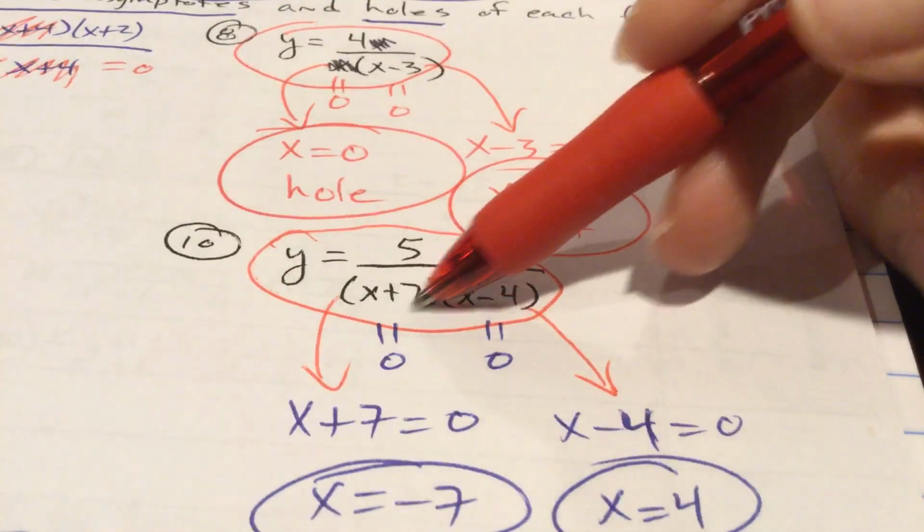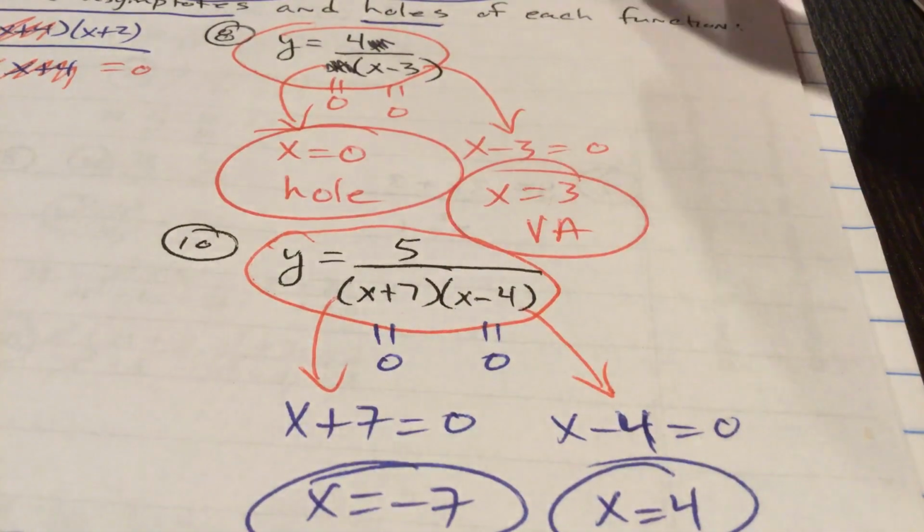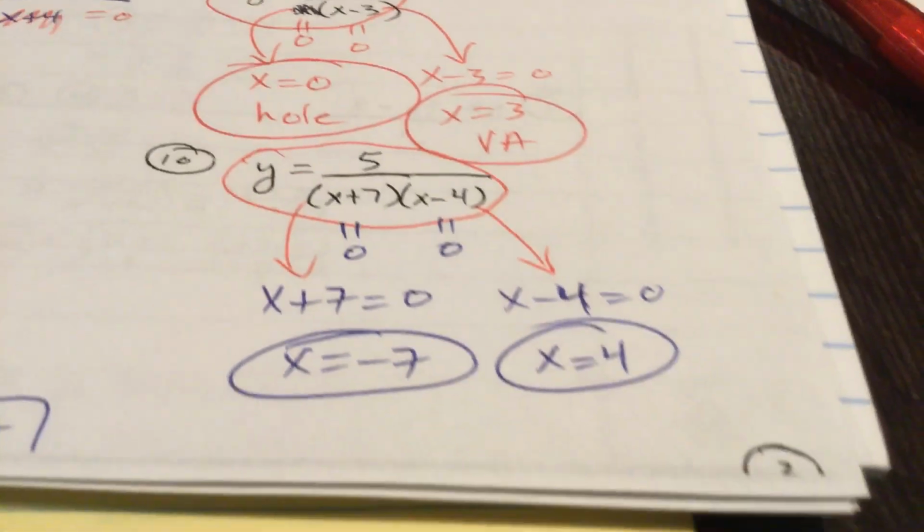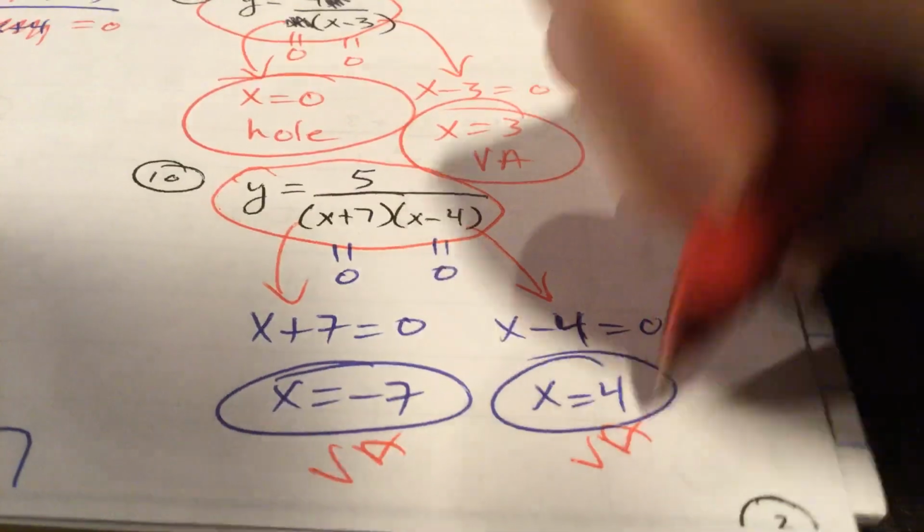Notice x plus 7 doesn't cancel with 5. X minus 4 doesn't cancel with 5. Nothing canceled. They are, and I forgot to write this down, they're both vertical asymptotes. VA, VA.